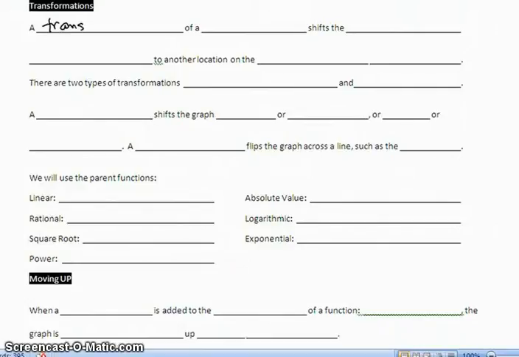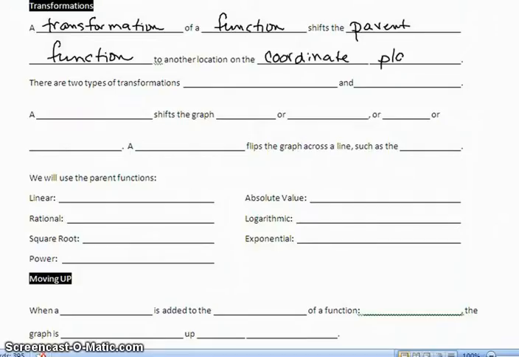And a transformation of a function simply shifts that parent function, or moves the parent function, to another location on the coordinate plane. There are two types of transformations. The first one is a translation. And next we have reflections that we're going to deal with.